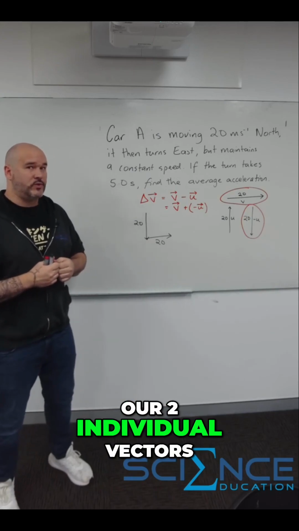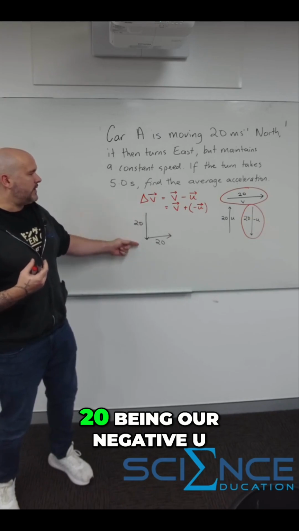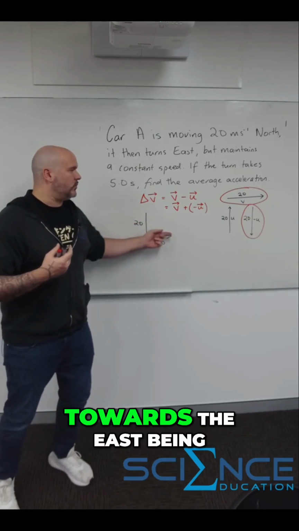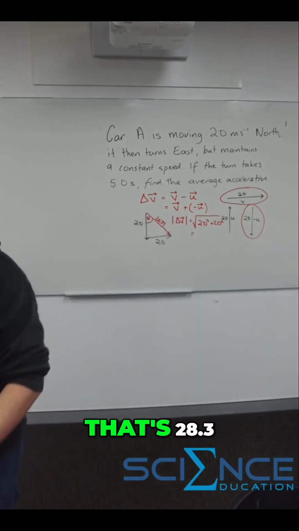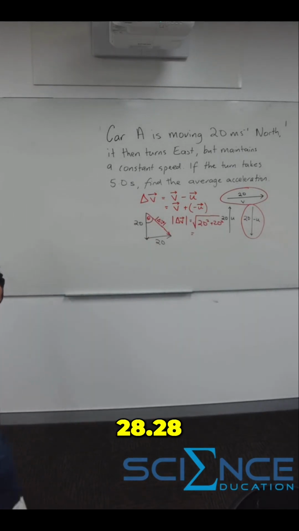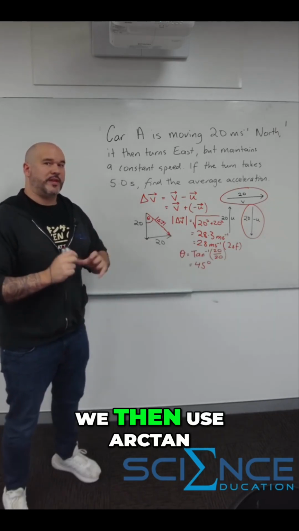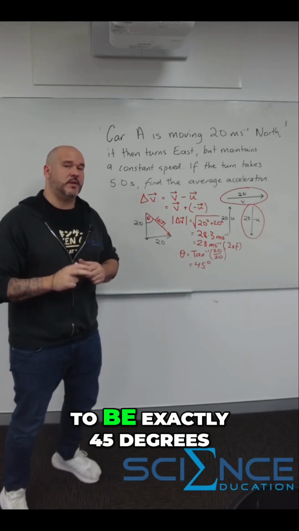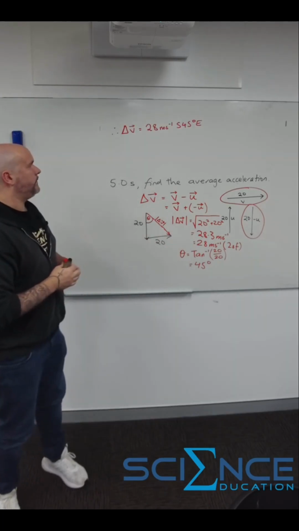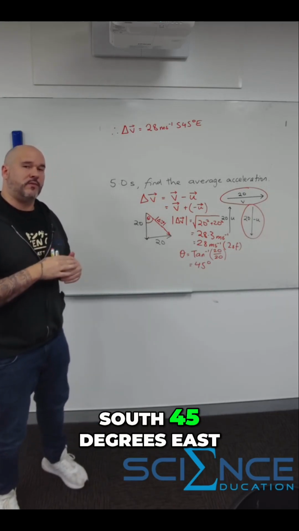So now we've got our two individual vectors summed together via that tip to tail vector addition. So we've got our 20 being our negative u, we've got our 20 towards the east being our v. Now we've just got to basically do Pythagoras and arctan. It's 28.3, isn't it? 28.28, 28.28 it is. We then use Pythagoras to find the magnitude of our change in velocity vector. We then use arctan to find the angle relative to the north-south axis. Okay, and as you can see, the angle comes out to be exactly 45 degrees. So we end up with our change in velocity is 28 meters per second south, 45 degrees east.